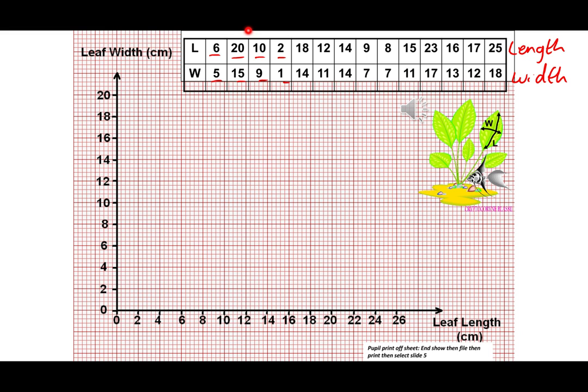Okay, so what we have to do is just plot these points. So you can think of the L, the length, as your x-axis, and the width as your y-axis. Okay, so plot your points on the scatter diagram. So remember to go along the x-axis first, and then the y-axis, so 6, 5. Then 20, 10.9. Yeah, so keep going, guys.